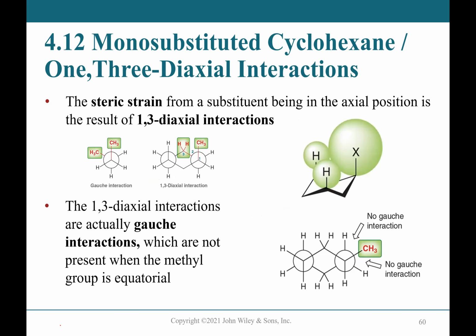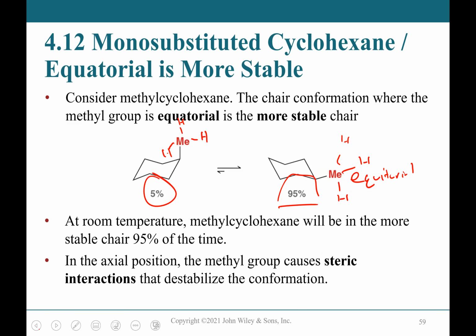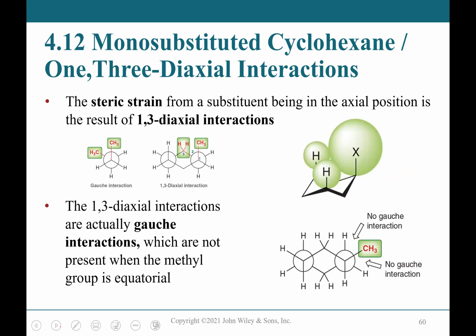The steric strain from a substituent being in the axial position is the result of a 1,3 diaxial interaction. And you can see this right here. These interactions are going to be more likely. If we look back here, you're going to have your hydrogens coming up like this, right? And they're going to have more interactions, and they're not going to see that interaction in the equatorial position. That's all they're trying to tell you right there.